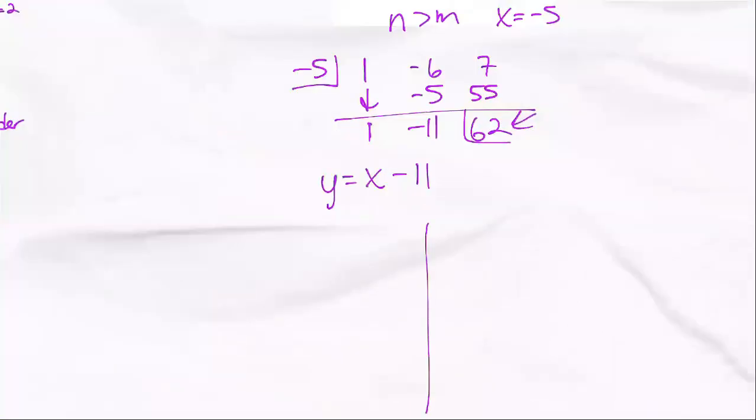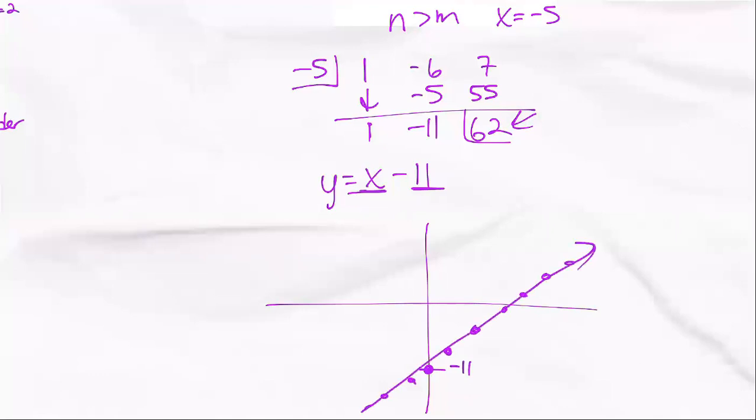So if you were going to draw this, remember this is going to be my y-intercept. So I'd be down here at -11. And it's a positive slope of 1. So up 1 over 1, up 1 over 1, up 1 over 1. So I would have a slant asymptote that looks something like this.